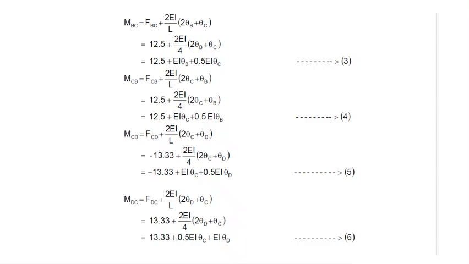Similarly on the other end, MCB equals FCB plus 2EI by L, 2 theta C plus theta B. So you substitute the L values and simplify, and you get equations 3 and 4. For the next span, you substitute the L value and frame the equation, and you simplify, and we get equations 5 and 6. In equation 5, the fixed moment is minus 13.33, 2EI by L, L length is 4 meter, 2 theta C plus theta D. MDC is FDC plus 2EI by L, 2 theta D plus theta C. So I simplify this and you get equations 5 and 6.